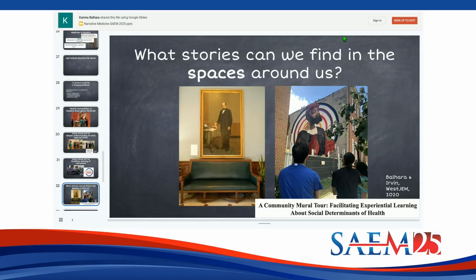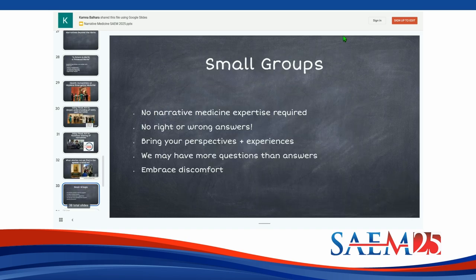So there's really fascinating ways to leverage the idea of narrative. And you don't have to leave your classroom. You don't have to leave the hospital to do it. You don't have to be a literature expert to do it either, because the stories are all around us. It's a question of making space for them and creating opportunities for people to be able to safely discuss those stories.